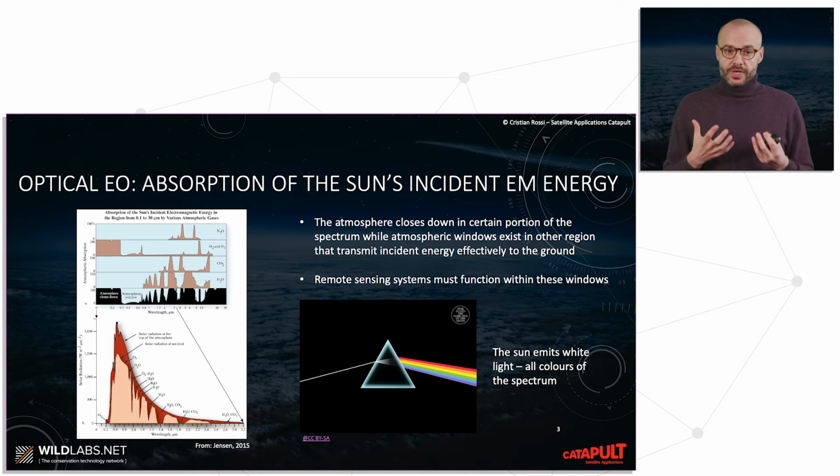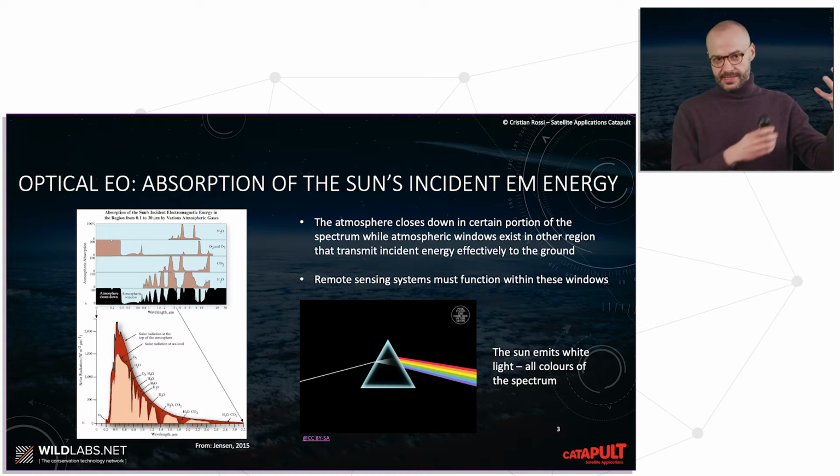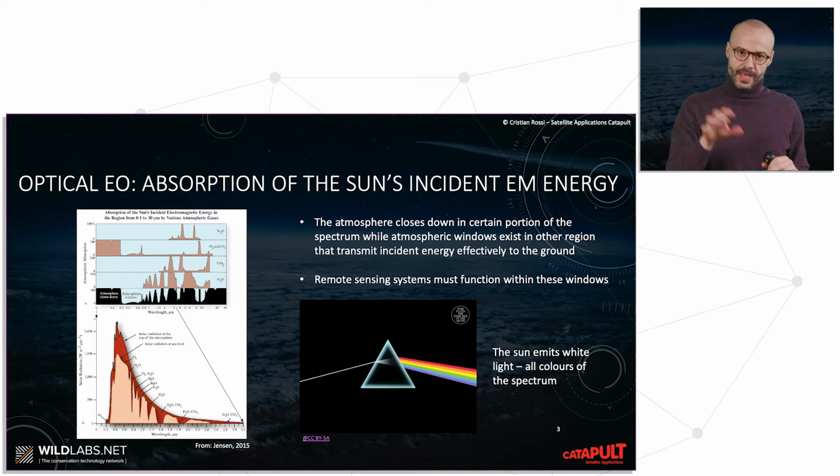Now again, what are we measuring? In optical Earth observation, we have the sun as the main source of energy, and we have our sensor. The sun is transmitting light, which is reflected and bounced back to our sensor. The reflection and the information that comes to the sensor is directly related to what we see on the ground.